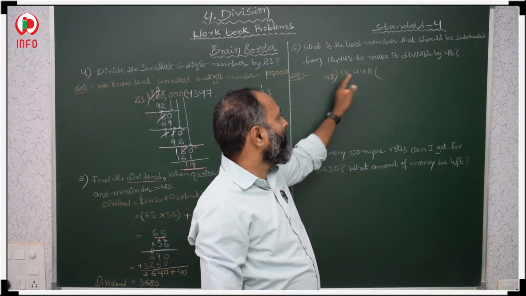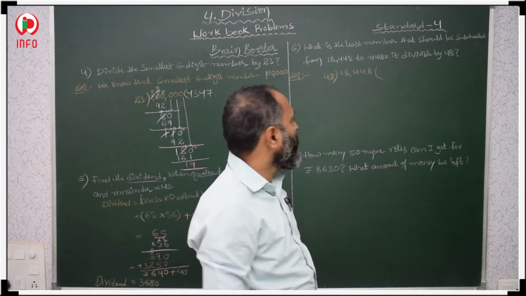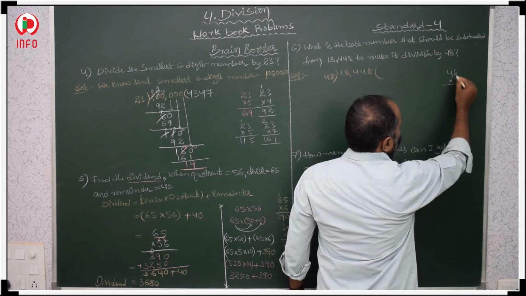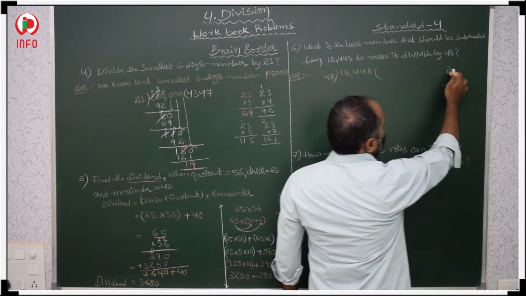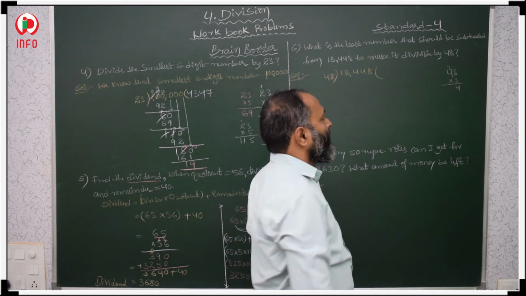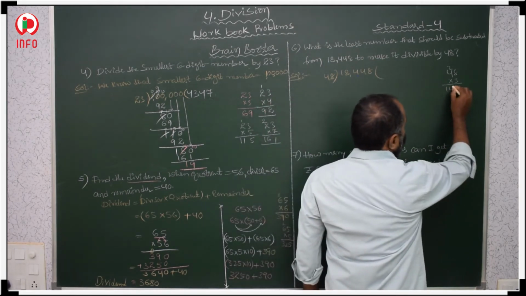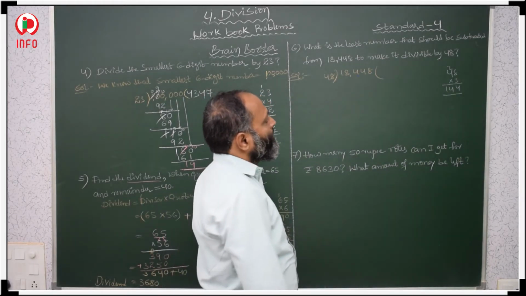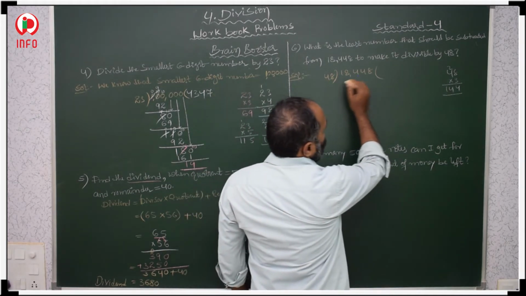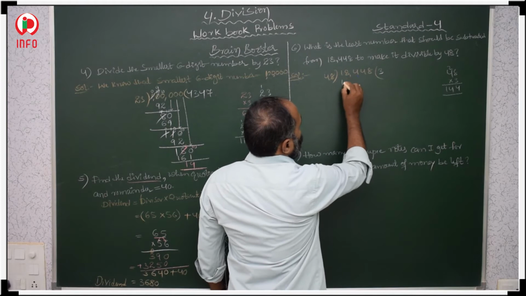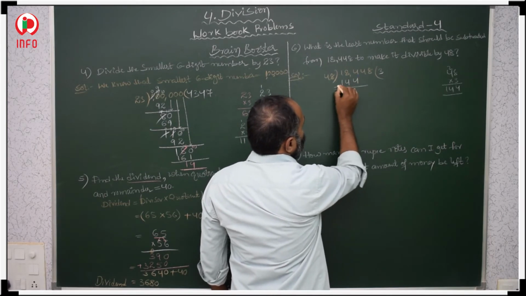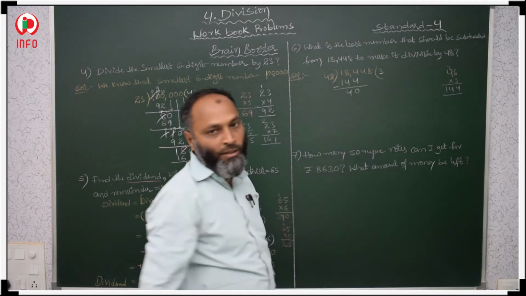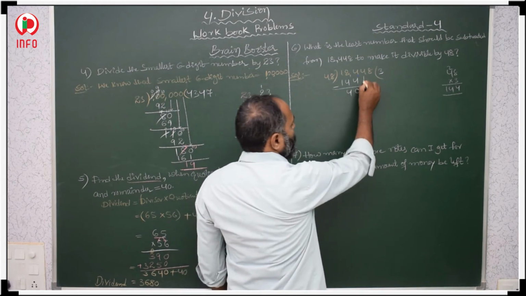This 184, when will we get it in the 48 table? Check in the 3 table, 48 into 3. 3 8s are 24, 3 4s are 12, 14, so 144. Then minus: 4 minus 4 is 0, 8 minus 4 is 4, 1 minus 1 is 0, no need to take that 0. Then after that, 4.